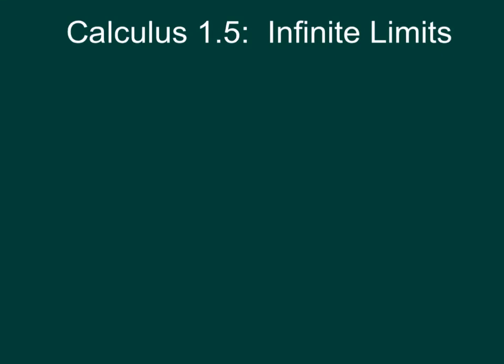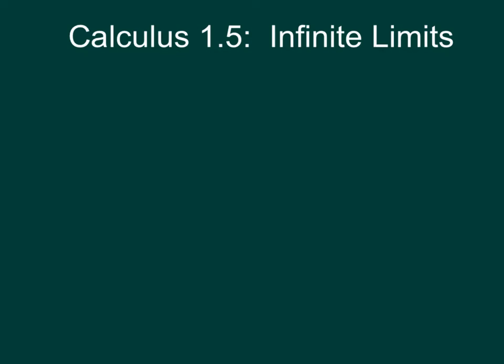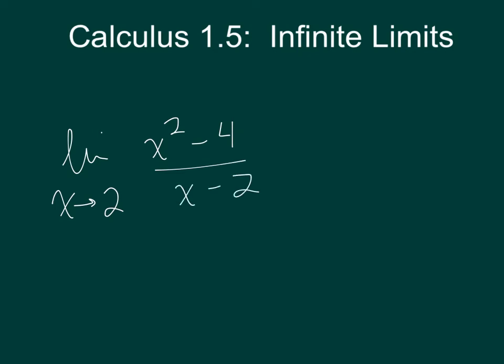So we've already seen if we have some limit as x approaches some value, let's say 2, of something that looks like this, and if I do direct substitution for this particular problem, I'm going to get 0 over 0, which gives us our indeterminate form, which means we can do something with this, factor it or whatever, in order to end up with an actual limit.